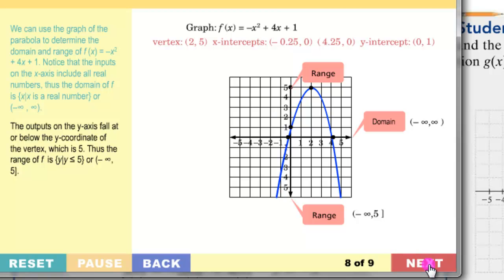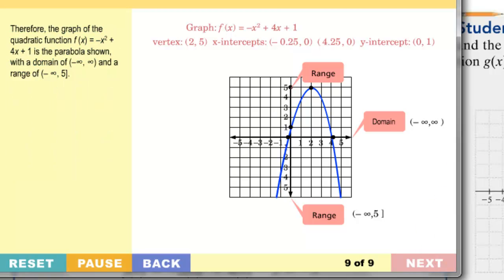And let's continue. Therefore, the graph of the quadratic function f of x equals negative x squared plus 4x plus 1 is the parabola shown, with a domain of negative infinity to infinity and a range of negative infinity to 5.